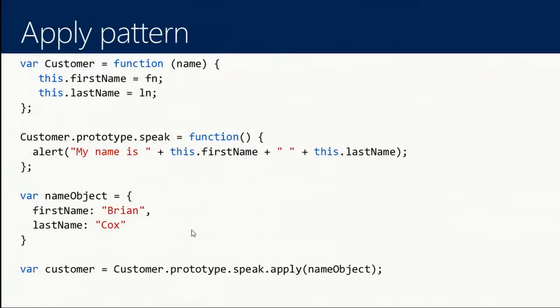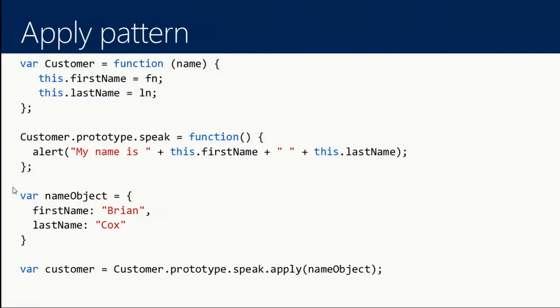Finally, there's the apply pattern. The apply pattern is like the opposite of the method pattern. So the method pattern is where you have a function defined inside of an object. In this case, what we have is our customer function up here with this first name and this last name, our constructor, right? And then we go ahead and extend the prototype to add a speak method, which is just saying my name is first name, last name, right? So hopefully that's pretty clear to you.